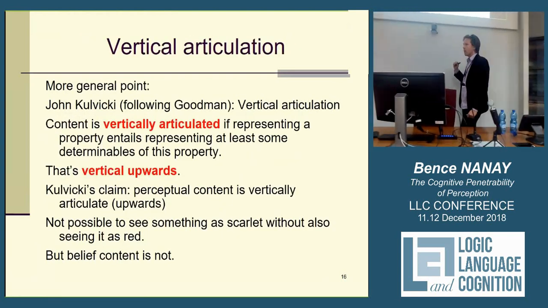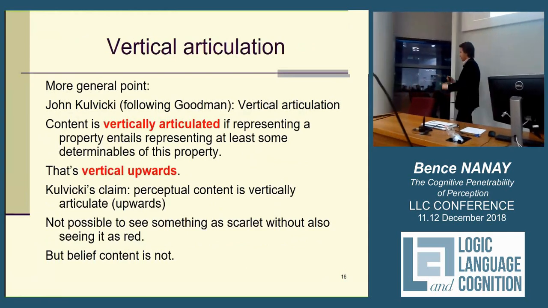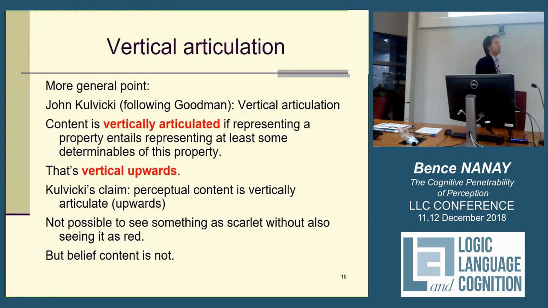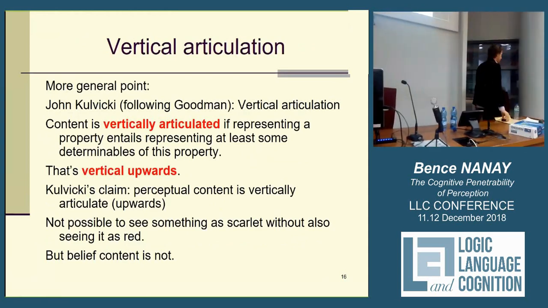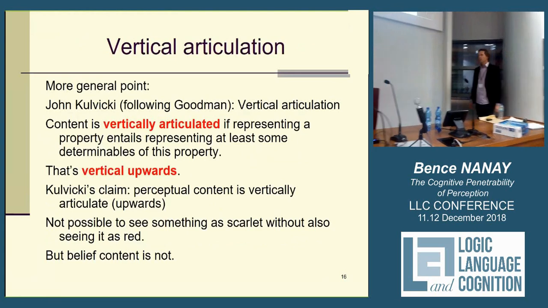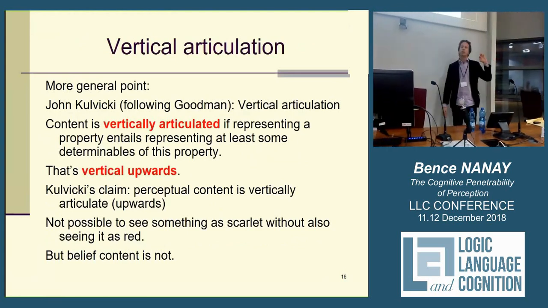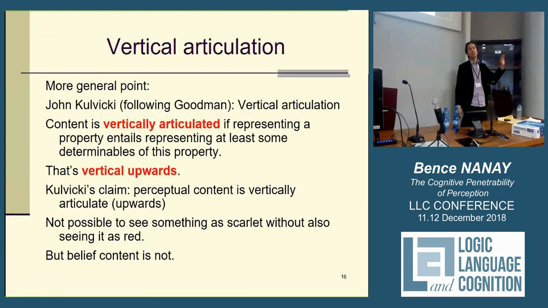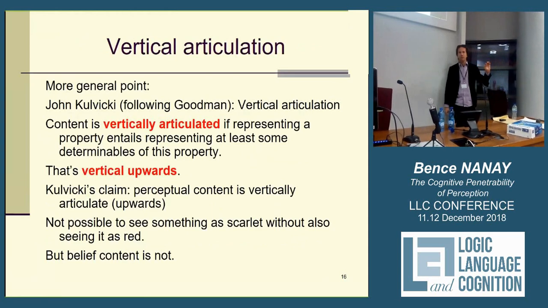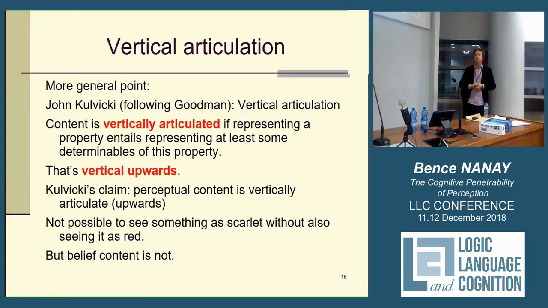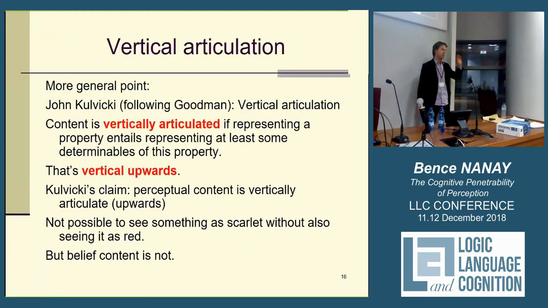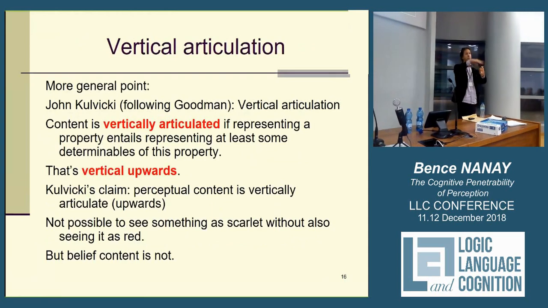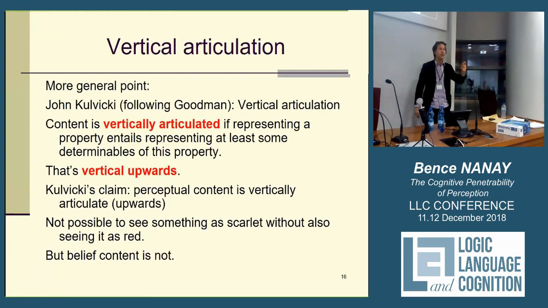So, and here I want to go back to Nelson Goodman, as explained to the rest of us by John Kulvicki. There's this concept that Goodman calls vertical articulation, which means that the content is vertically articulated if representing a property entails representing at least some of its determinables. The idea is that, as I told you, when you have a belief that attributes a certain property, that does not entail anything about the representation of either its determinants or determinables. It just attributes that property, and that's it. Nothing follows from it. Nothing is entailed by that representation.